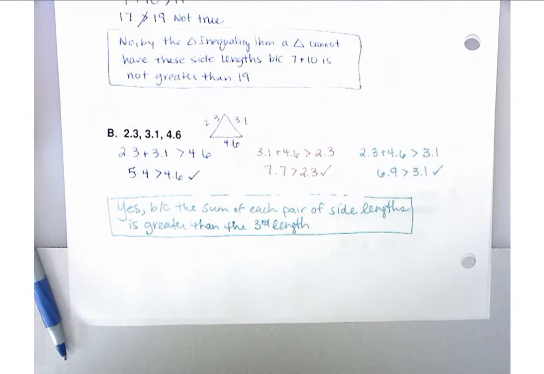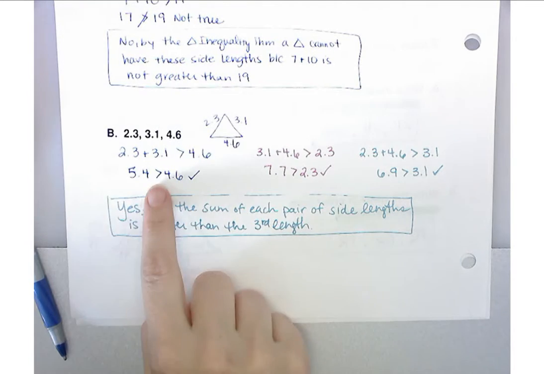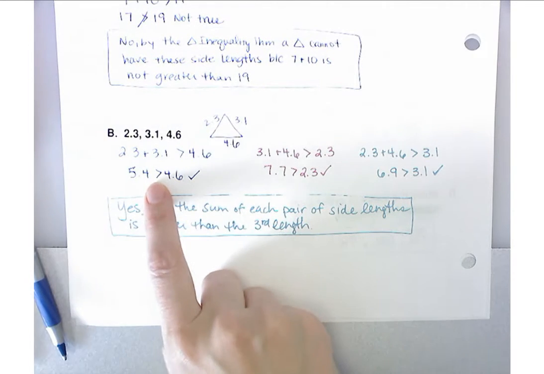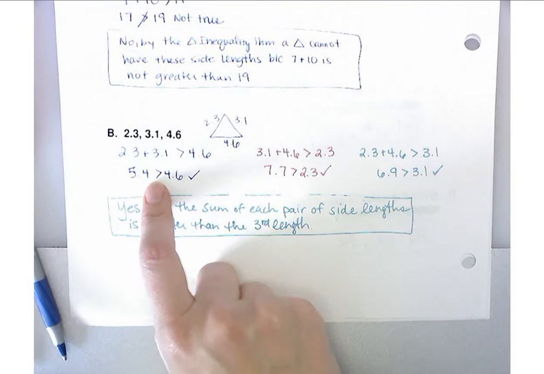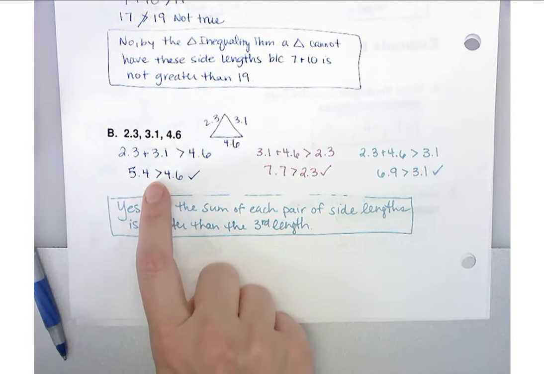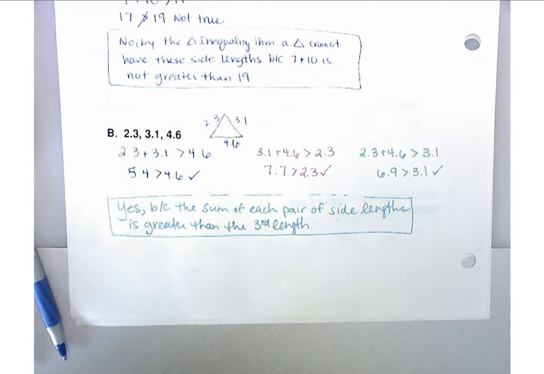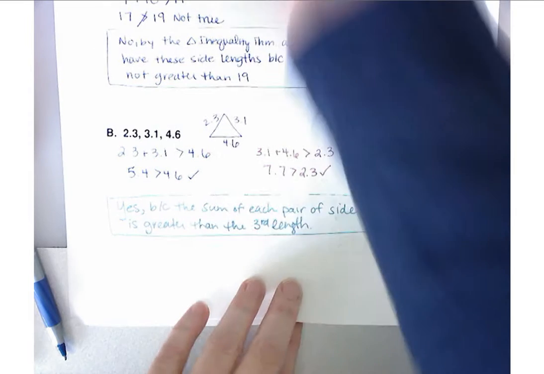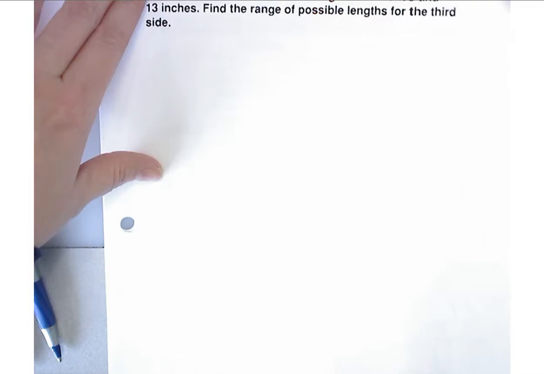Yes. Oh, good question. So if it's equal, then it would not be true. Okay, that's a really good question. Because it is just greater than and not greater than or equal to, if they were both the same, it still could not be a triangle. All right, and that's something we'll also talk about briefly in example 4.